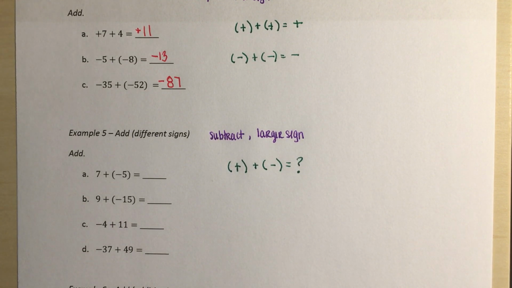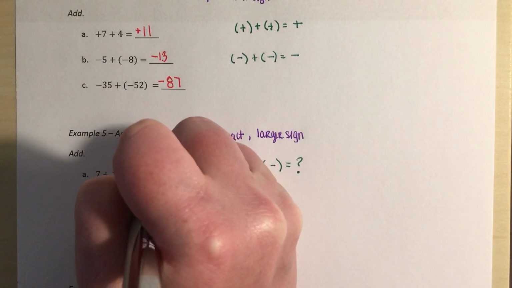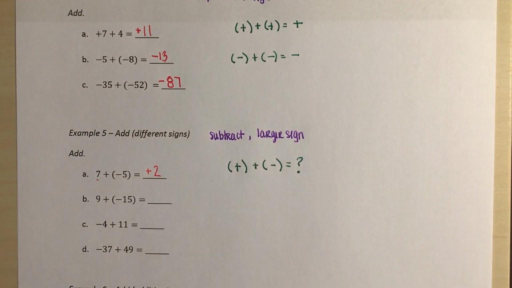All right, so 7 plus negative 5. So we're going to subtract these. 7 minus 5 gives us 2. Our larger number is positive, so we're going to have a positive 2 for an answer. Again, you don't necessarily need to write the plus sign in front of your positive answers. You can always leave it off. Just make sure for your negatives that you have a negative sign in front.